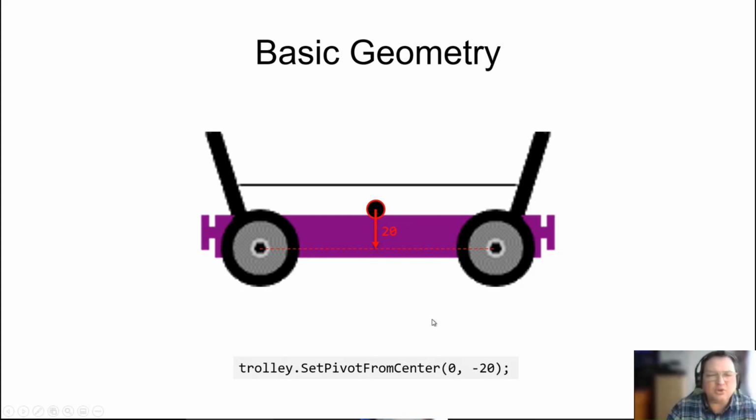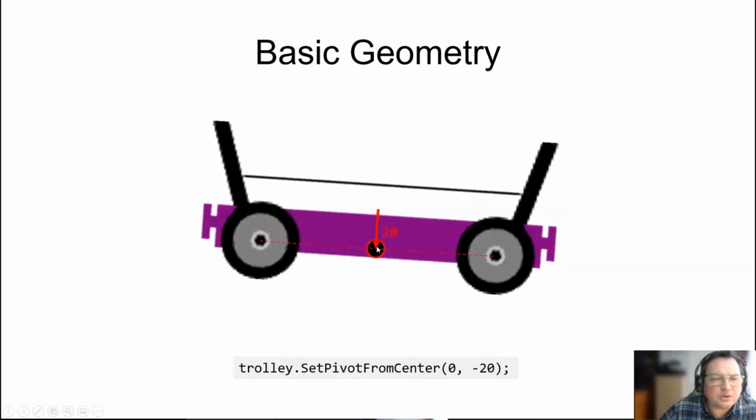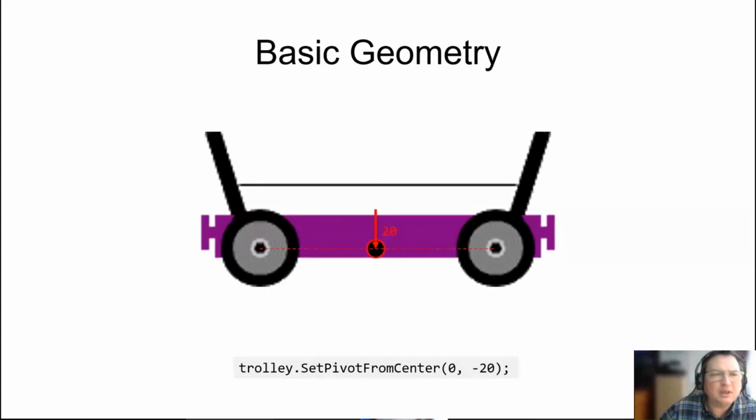And in GFC, you can very easily move a pivot from the center. It will be moved by 0, minus 20. 0 because it doesn't change in the x direction. Minus 20 because it will go down along this arrow here. Okay, so we want this pivot to be here. And when this pivot is here, the rotations look much, much better. Okay, this trolley is now rotating around this specific point right in the middle between the wheels.